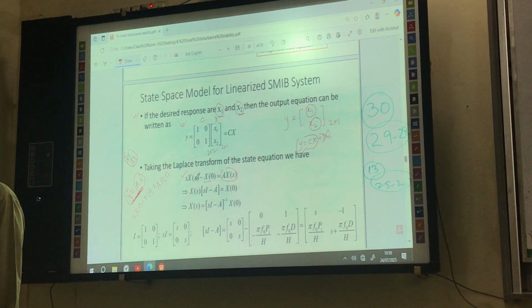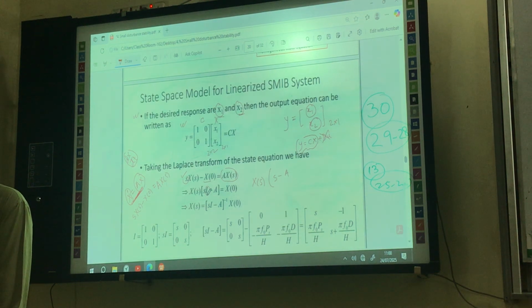Now if you take common of X of s, then you will get s minus A, right? Because here it is s, and from this A you will get A. But why is I here? What is I? Identity matrix. Why have we placed I here out of nowhere?